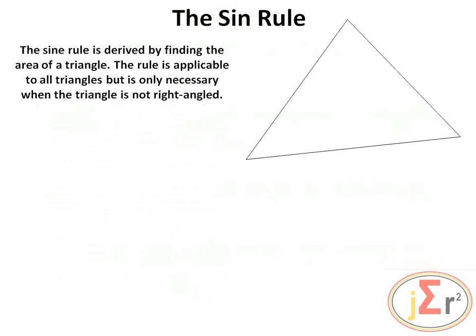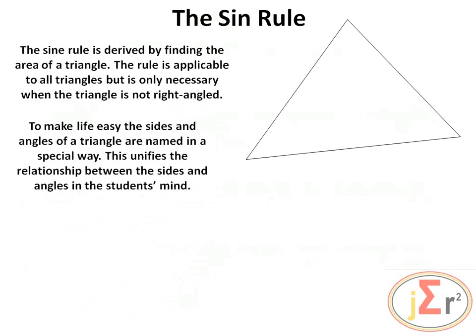The sine rule is derived by finding the area of a triangle. The rule is applicable to all triangles, but it is only necessary when the triangle is not right-angled. To make life easy, the sides and angles of a triangle are named in a special way. This unifies the relationship between the sides and angles in the student's mind.